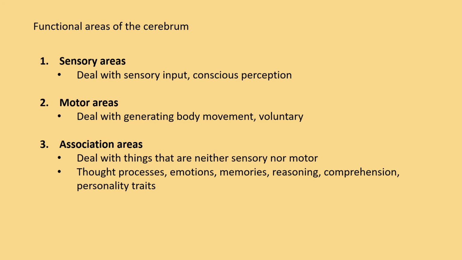And then association areas deal with things that are neither sensory nor motor. So there are lots of functions in your cerebrum that don't involve any sensory input and they don't give rise to any motor output. So you can just sit back and contemplate the nature of reality, and that does not involve sensory input or motor output. You can experience emotions. You can recall memories. You can do a math problem in your head, and that doesn't require any sensory input or motor output, and those are called association areas.